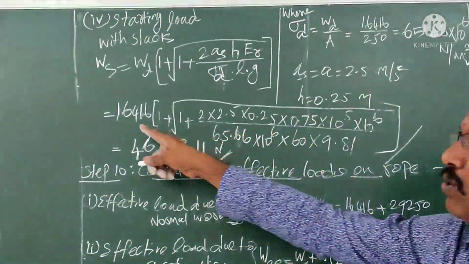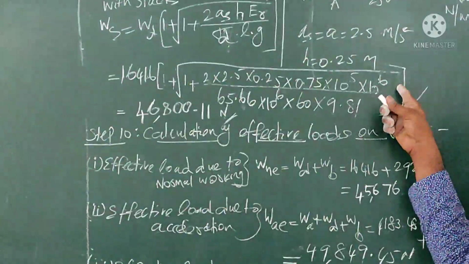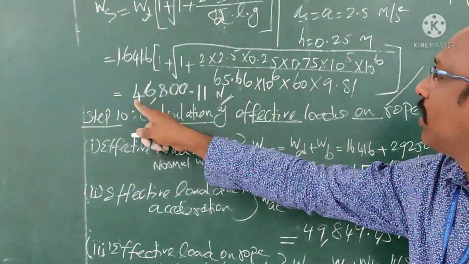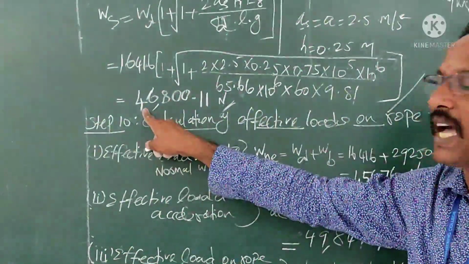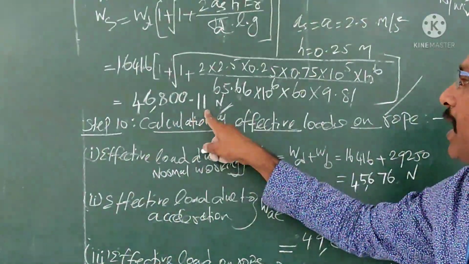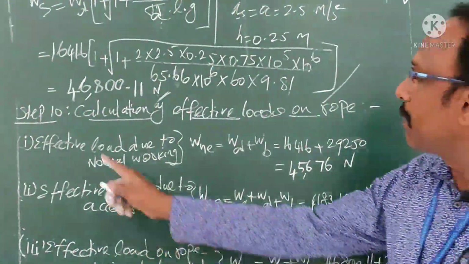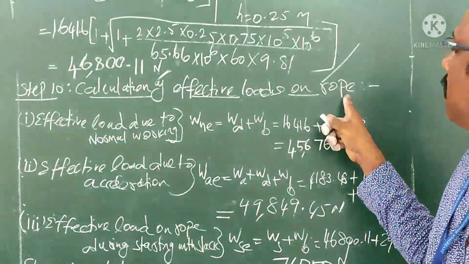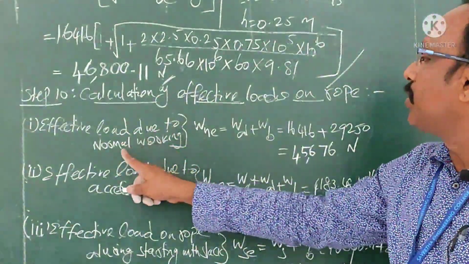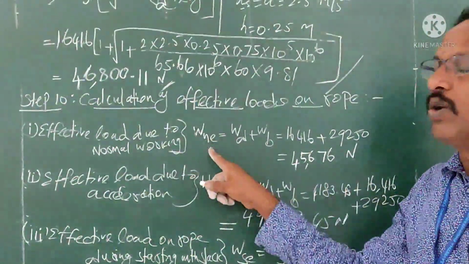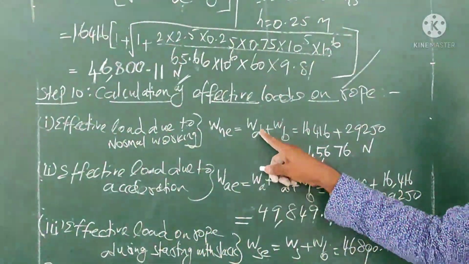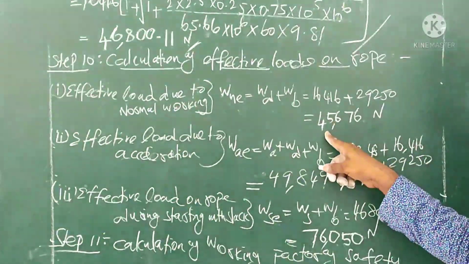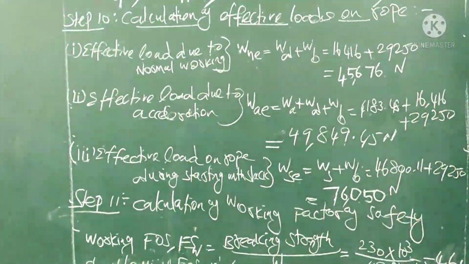Now take this value, substitute in this particular equation, carefully calculate this value in calculator, then you get this value WS as 46,800.11 Newton. Step number 10, calculation of effective load on each rope. Here the effective load due to normal working is WNE is equal to WD plus WB. Add these two values, you get 45,676 Newton.